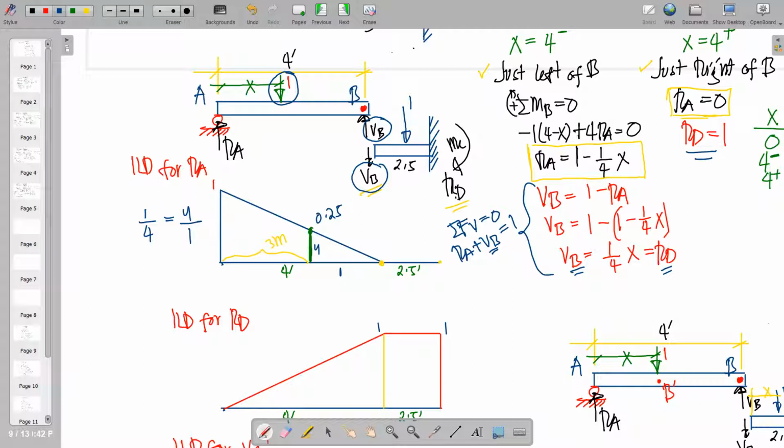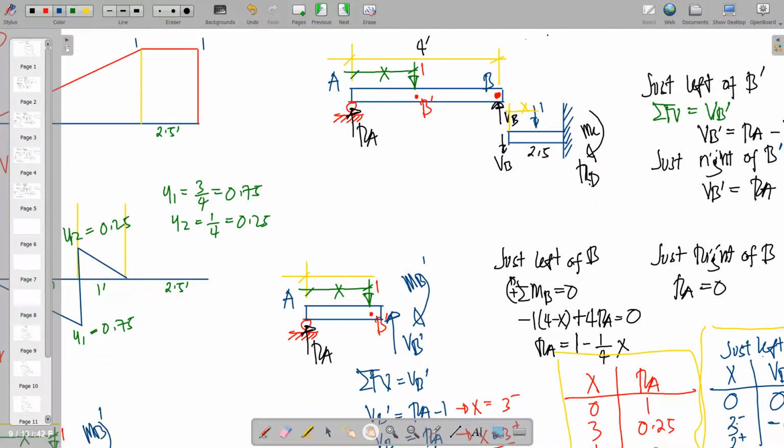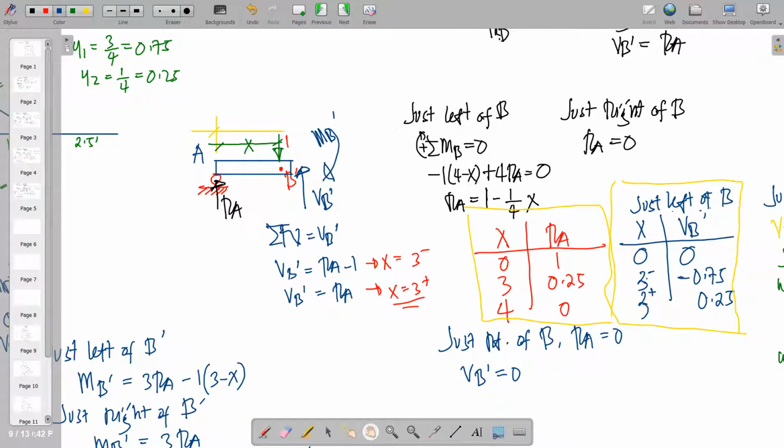But if we intend to use the equation, okay, so here is the equation just left of B. When X is equal to 3, 1 minus 1/4 of 3. So 3/4. So this will become 3/4, right? So 3/4 is 0.75. Okay, so 1 minus 0.75 is equal to 0.25. So we need that one in order to determine your VB.